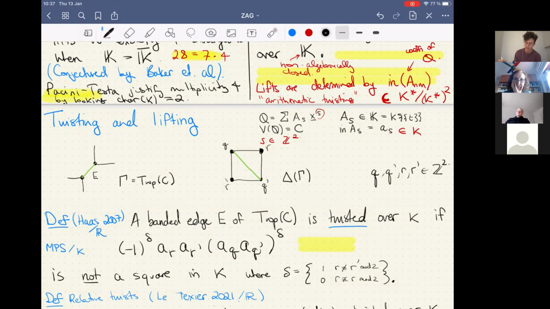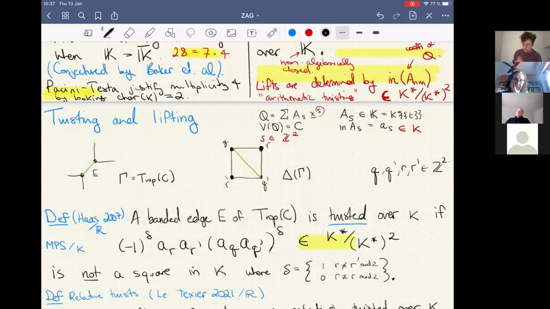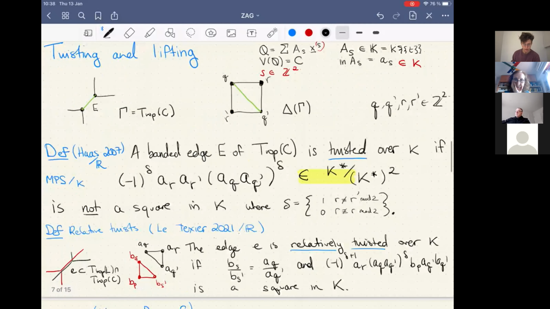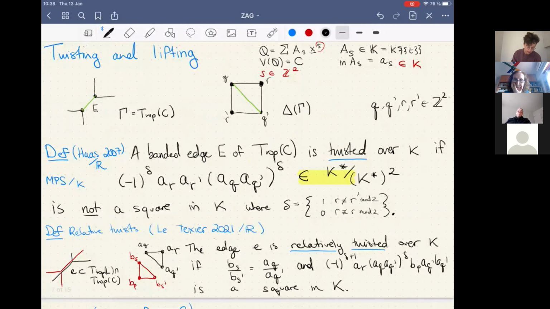And since we're asking about this being a square, again, it suffices to consider all of these, even the initials and this whole product, in the non-zero elements of the field modulo squares. And then there's a more general definition of relative twist, and this could be when we have, say, a line like this intersecting an edge of the curve, and this would also give us a candidate for a tangency.